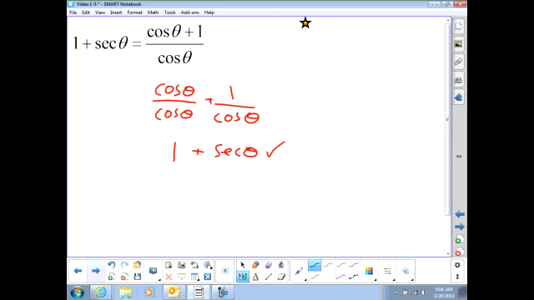If you had chosen to do the other side, you would have done 1 over secant theta is 1 over cos theta, and then gotten a common denominator, and you would have ended up with the part on the right. So this one, you could have started with either side, and it wouldn't have been too bad.